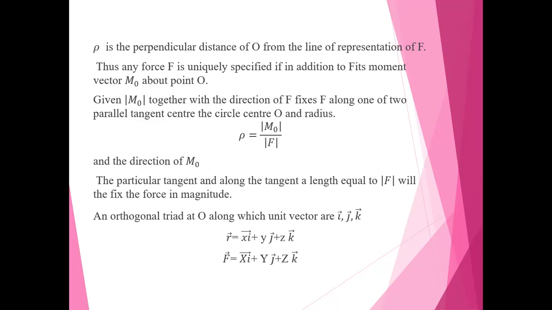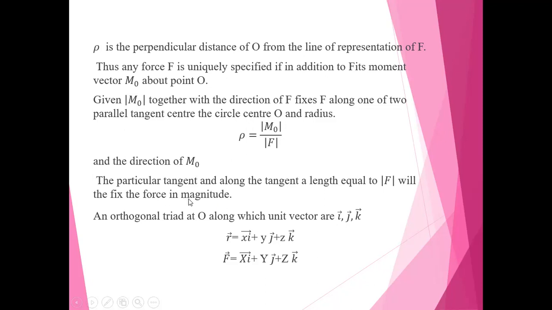The moment of F about the point O is the moment vector mu naught. Given the modulus of mu naught together with the direction of F, F lies along one of the two parallel tangents to the circle with center O and radius rho. Therefore, rho equals modulus of mu naught divided by modulus of F, and the direction of mu naught fixes the particular tangent, and along the tangent a length equal to modulus of F.